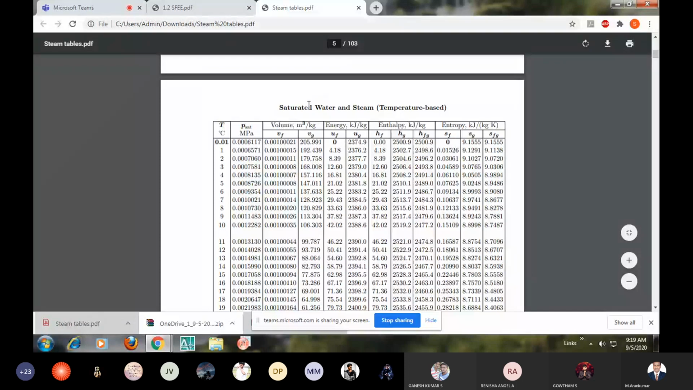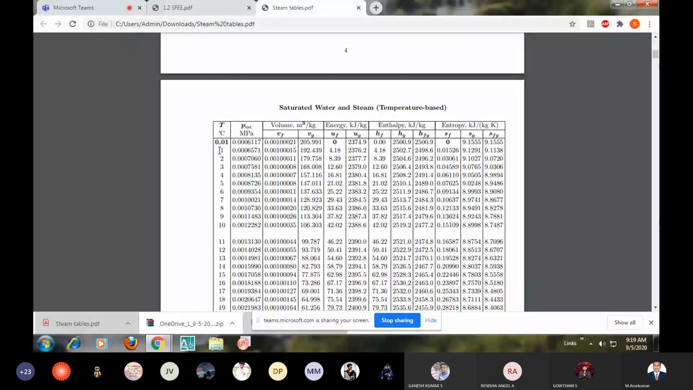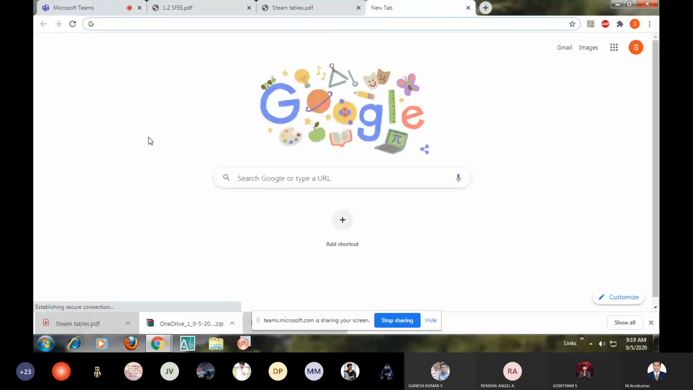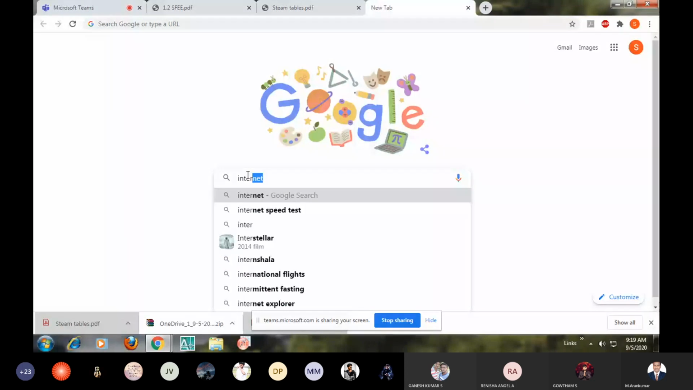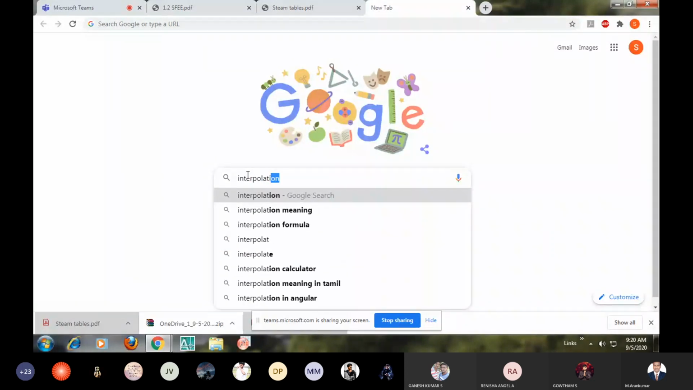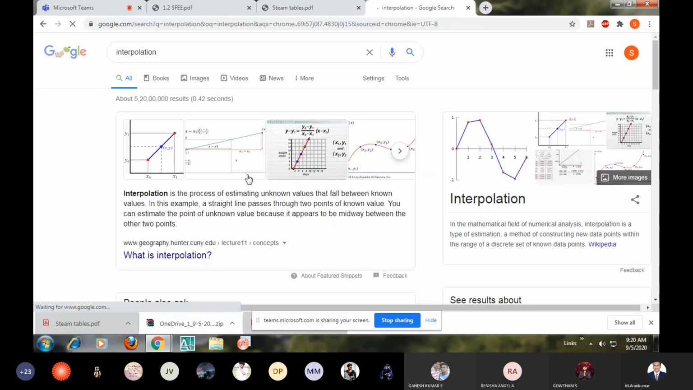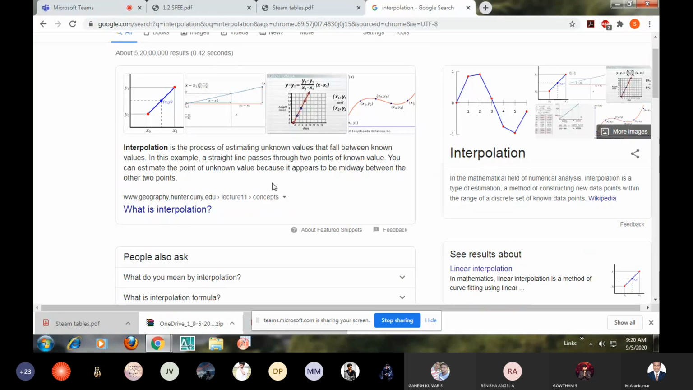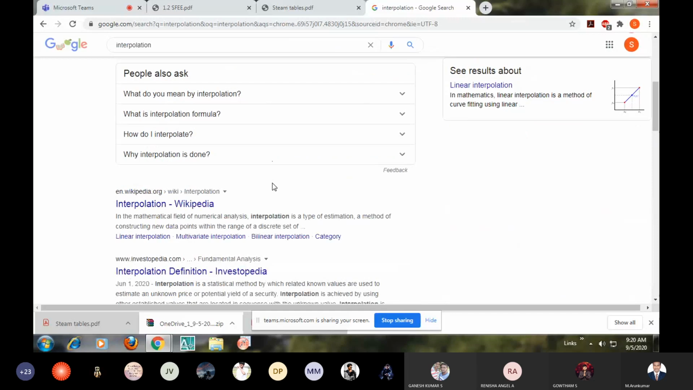So we can use this steam table to solve problems. In the problems they will give one of these properties, and with reference to that property, we can find the other properties. So go through this table, and also we need to understand what interpolation is. I will Google interpolation. In mathematics, we use the linear interpolation formula.